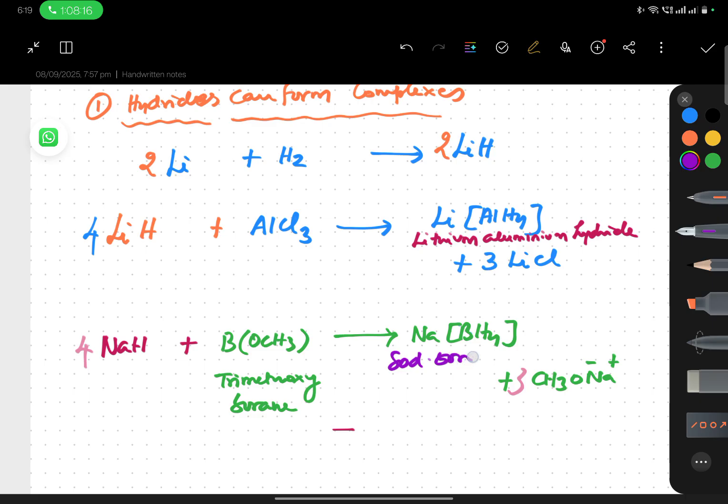Sodium borohydride. Make a note, ma. These are all special reactions. So hydrides can form complexes.